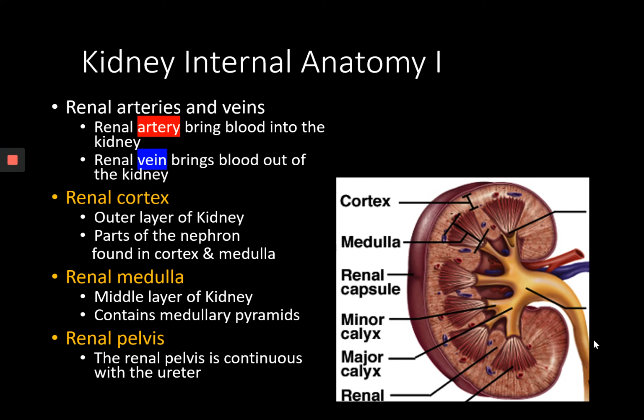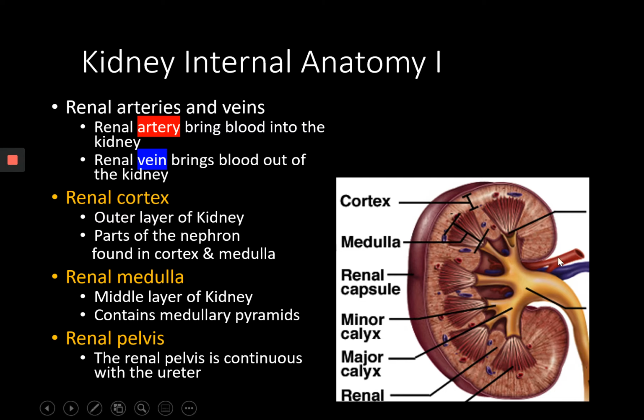So we have renal arteries and veins, as well as many other arteries and veins that we see inside the kidney. It has a really complicated vasculature. But we'll start with the basics. There's a renal artery that brings blood into the kidney and a renal vein that drains blood out of the kidney. And we'll see those at the helix.